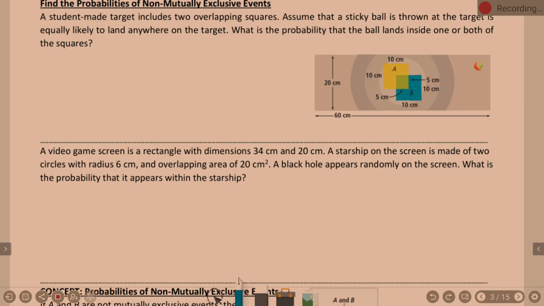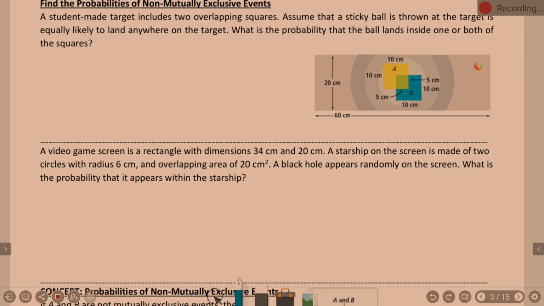Well, they provide us a picture on this first one. A student-made target includes 2 overlapping squares. Assume that a sticky ball is thrown at the target and it's equally likely to land anywhere on the target. What's the probability that this ball is going to land inside one or both of the squares? What kind of information are we going to have to find here?